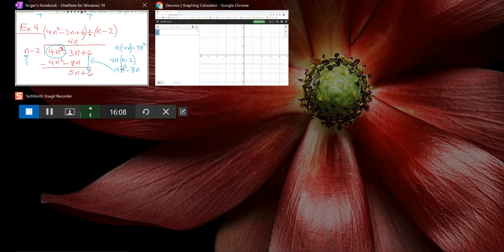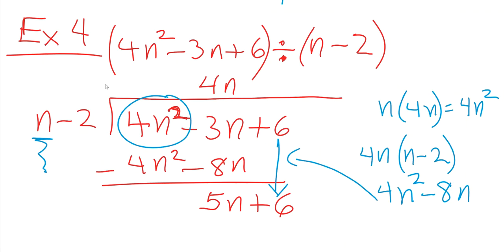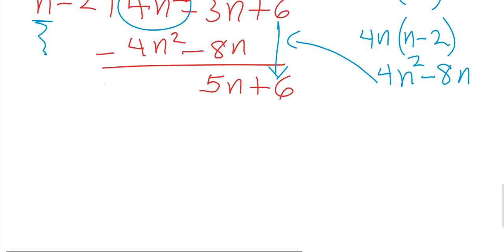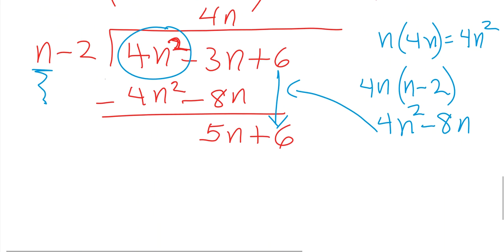Now we ask ourselves, what about n into 5n? How many times does n go into 5n? And again, the answer is 5 times, because 5 times n is 5n. So we go plus 5. And then we go 5 times n minus 2.